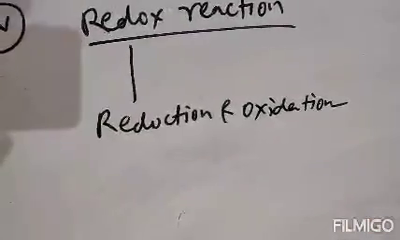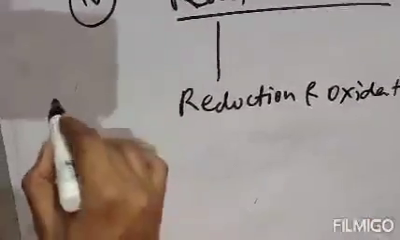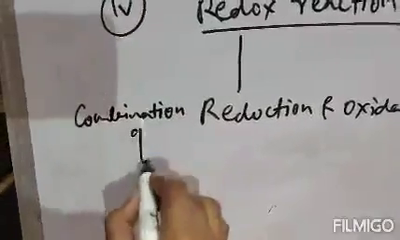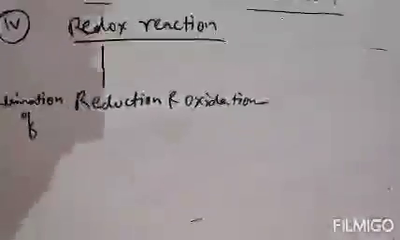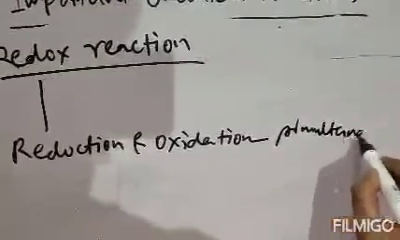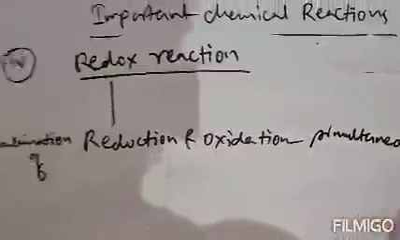Redox means reduction and oxidation. That is, it is a combination of reduction and oxidation. Reduction and oxidation take place simultaneously. This is your redox reaction. Clear?